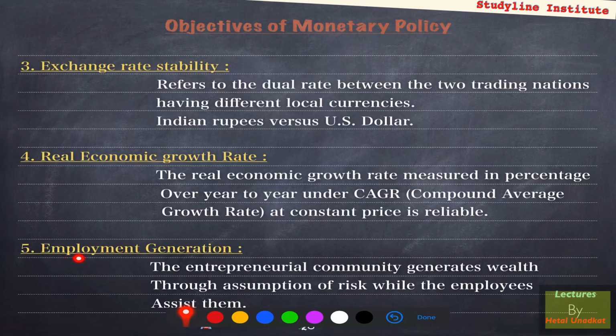Fifth one is employment generation. जनरेट होगा एम्प्लॉयमेंट, जो भी कम्युनिटी है वो प्रॉपर एम्प्लॉयमेंट जनरेट करेगी, उसको असिस्ट करेगी. So this all happens because we have a proper monetary policy. So these are the objectives, meaning why we need monetary policy. So these are the five objectives of monetary policy.